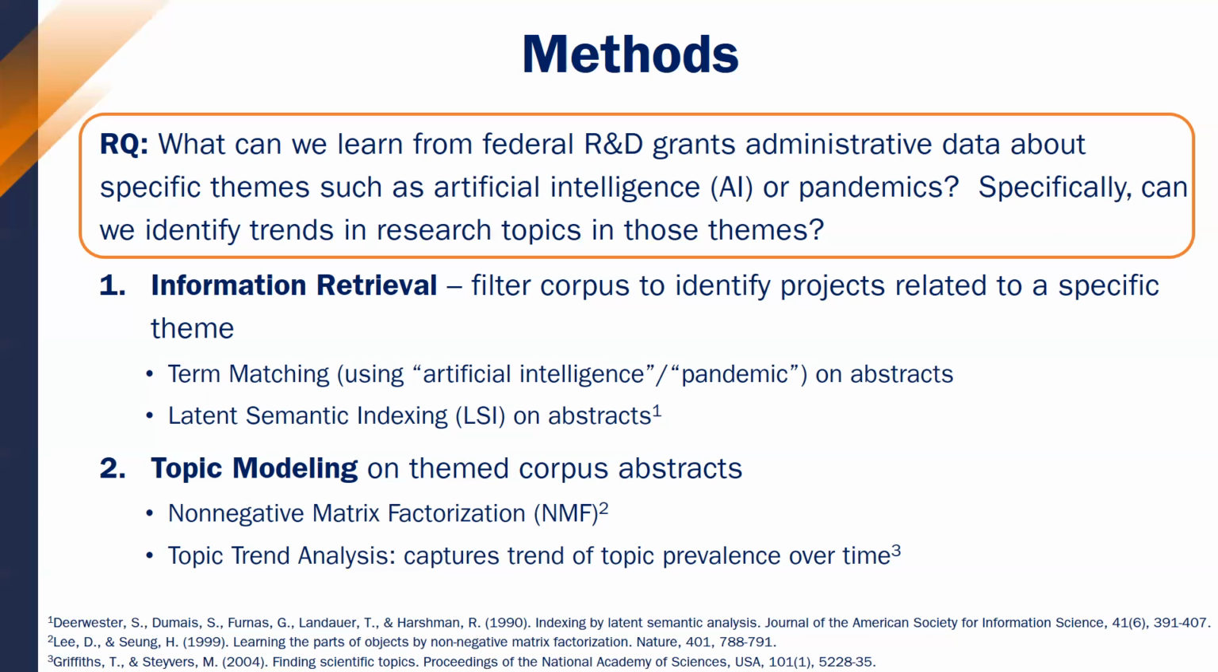Step 2 involves taking that themed corpus and running a topic model on it. We used non-negative matrix factorization, or NMF, as our topic model. And after the topic model was complete, we did a topic trend analysis, where we basically captured the trend of topic prevalence over time.